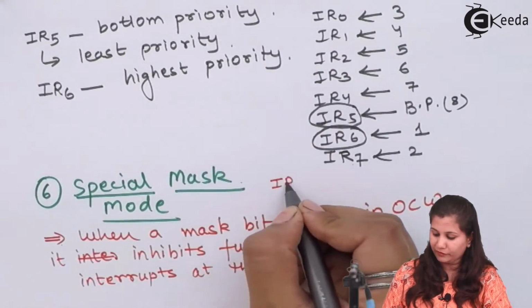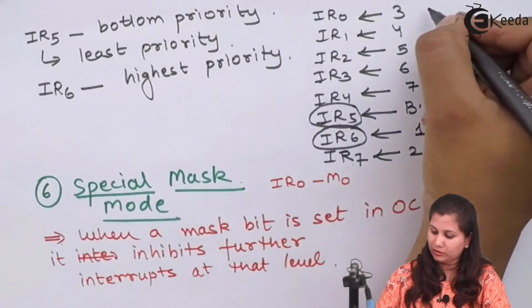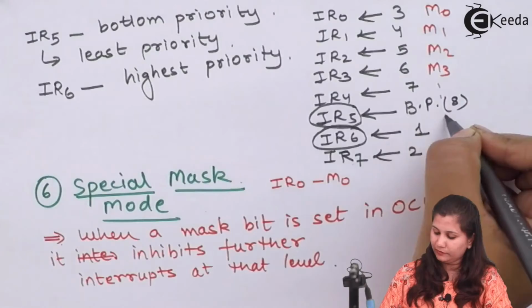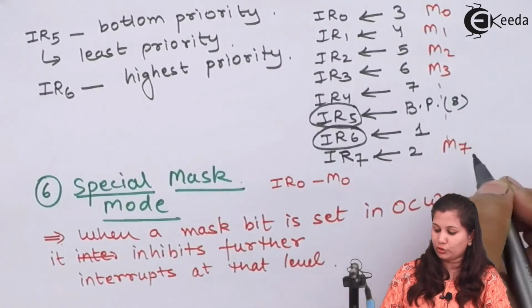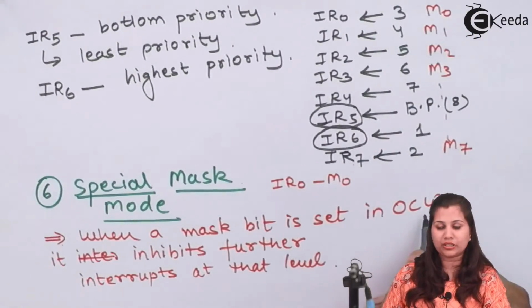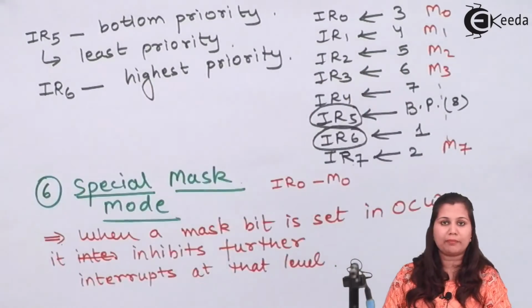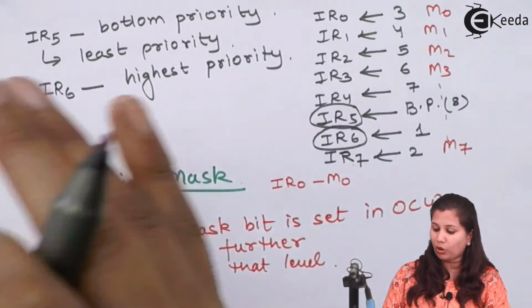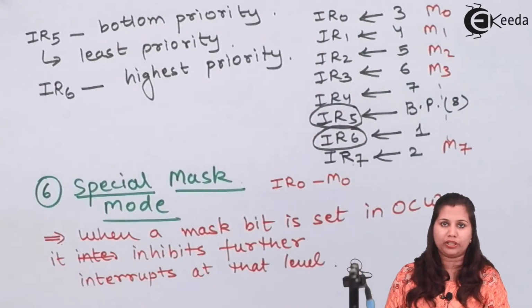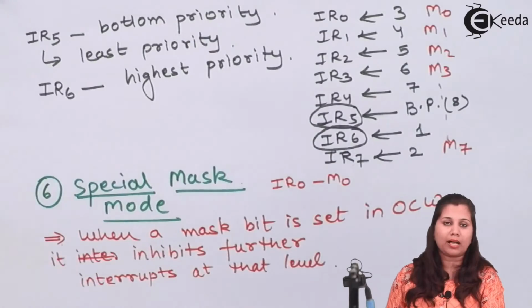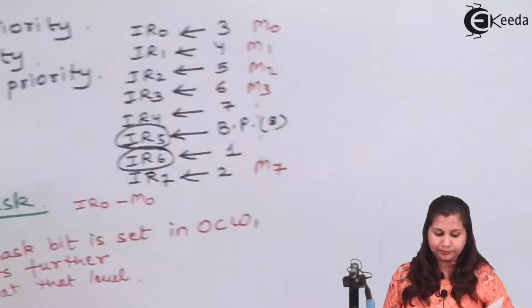So for every interrupt request we have a mask bit. Like for IR0 we have M0, then M1, M2, M3 till M7. So these 8 bits of the operational command word 1, if any of the bits is set, then the corresponding interrupt request will be inhibited, and all the other requests will be executed, they will be enabled. So in this special mask mode, we can mask or unmask any of the interrupt requests. Okay, next we have the edge and the level triggered mode.